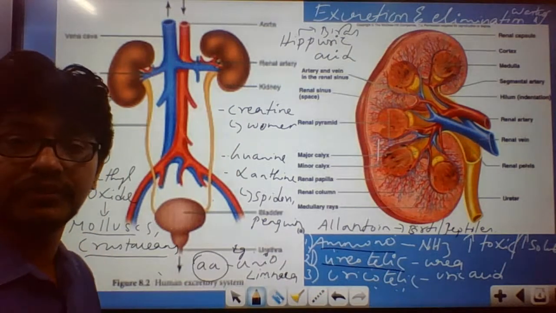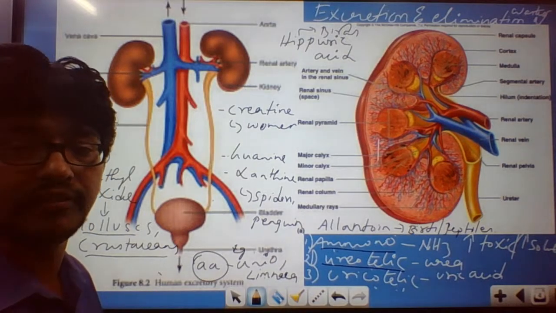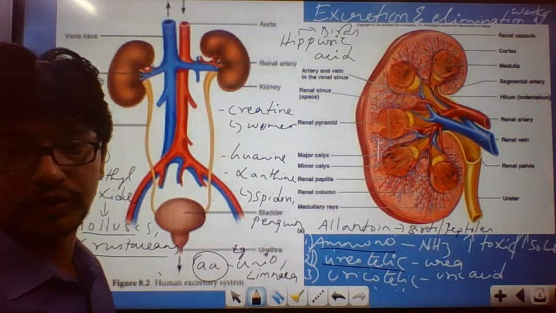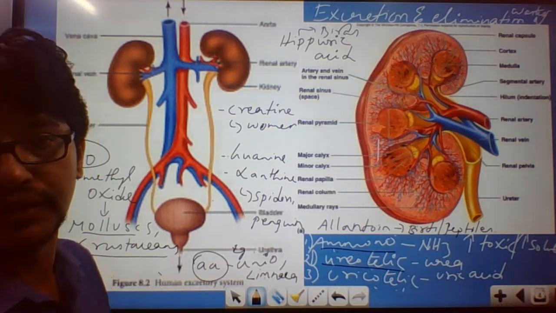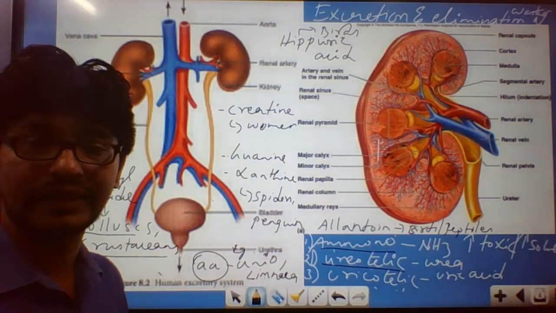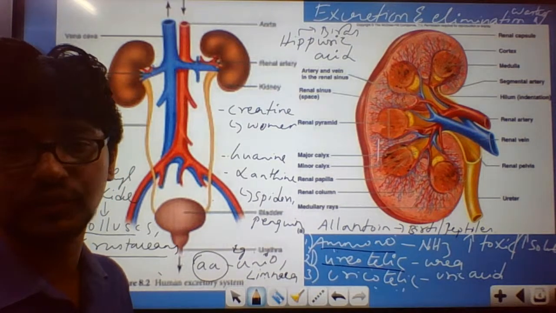So when you look at the options, clearly just try to identify, because when amphibians come, not only is it aminotelic, it's also ureotelic actually. Okay, so do all organisms possess the ornithine cycle? The ornithine cycle is the urea cycle. So in the liver, all organisms have a cycle called the ornithine cycle, that is the urea cycle that we discussed.